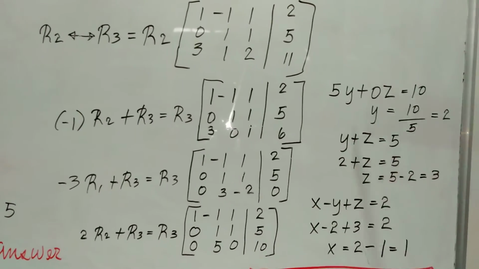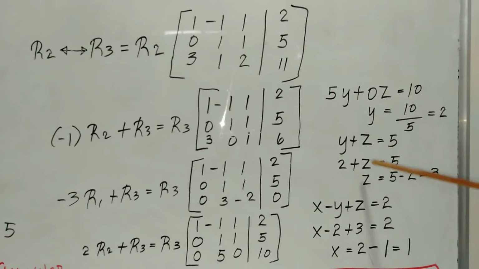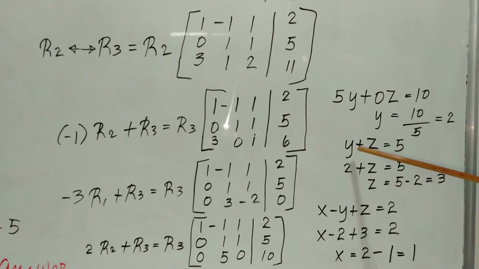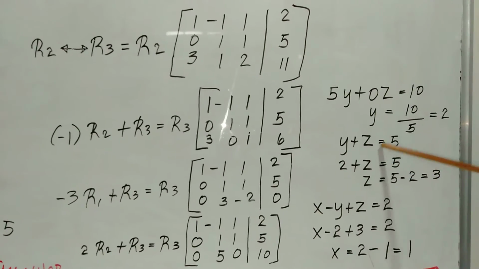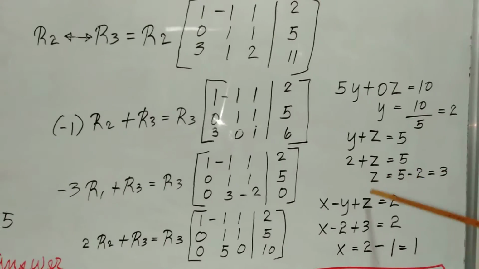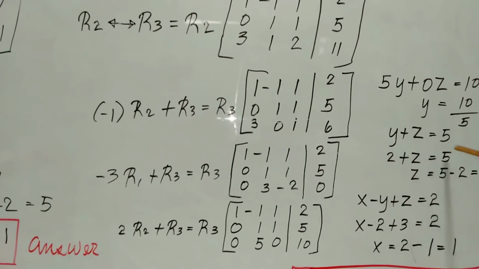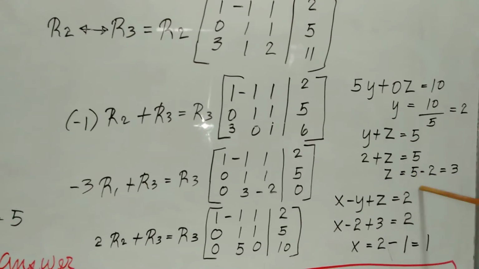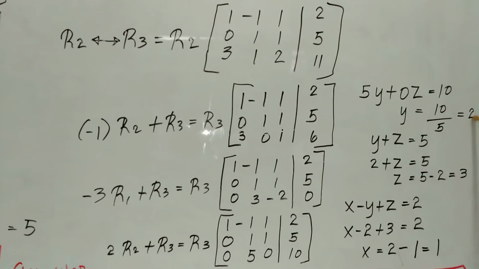In back substitution we are going back upward. So y plus z is equal to 5. The value of y is 2, so 2 plus z is equal to 5. So z now will be 5. We transpose 2, it becomes negative. So 5 minus 2 is equal to 3. So we have two values here.